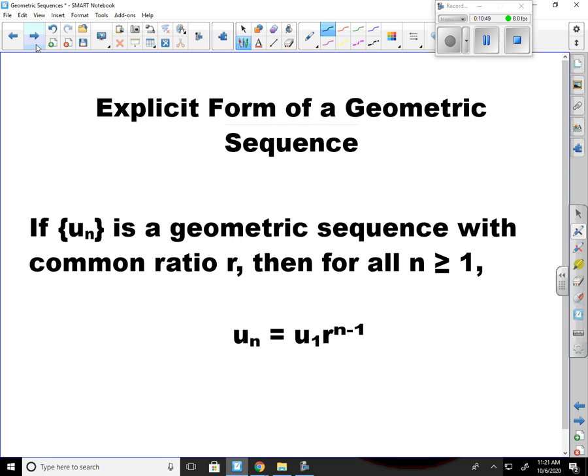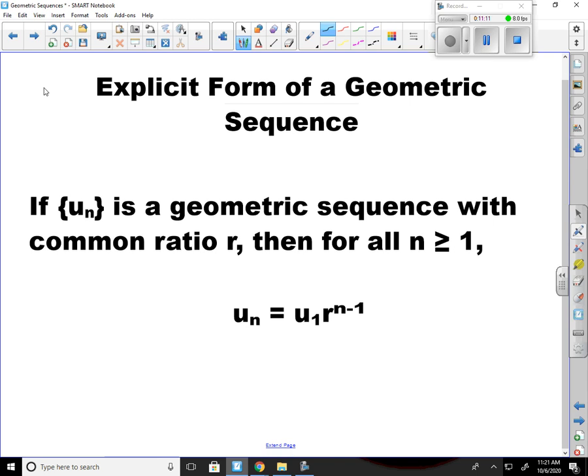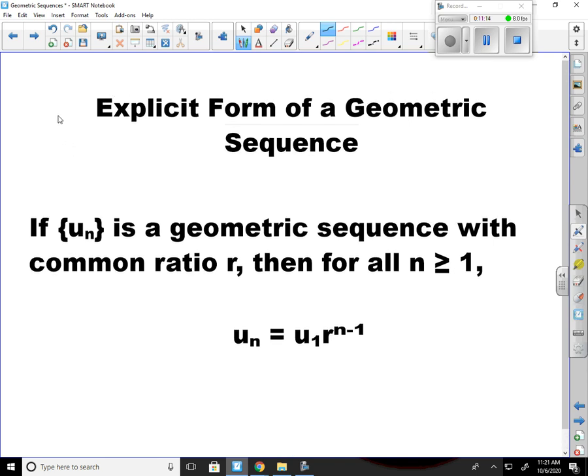Explicit form of a geometric sequence. If U sub n is a geometric sequence with the common ratio r, then for all n greater than or equal to 1, I have U sub n, or my nth term, equals the first term times the common ratio raised to the n minus 1 power. So I can do this for all of my n's. If I needed to find U sub 33, it would be U sub 1 times r to the 33 minus 1, or the 32nd power. Don't have to list out 33 terms.